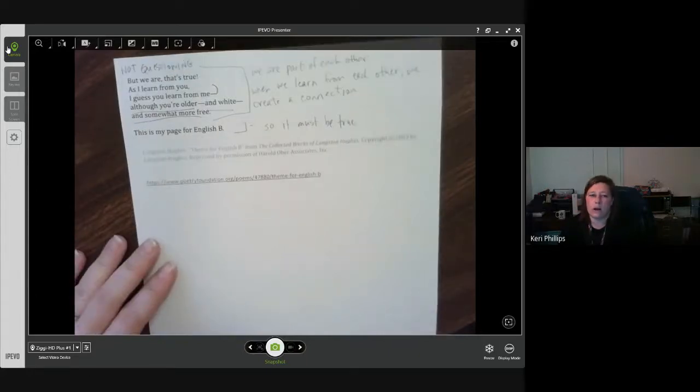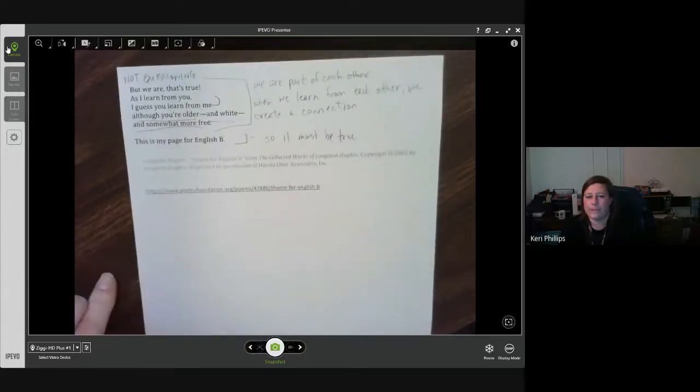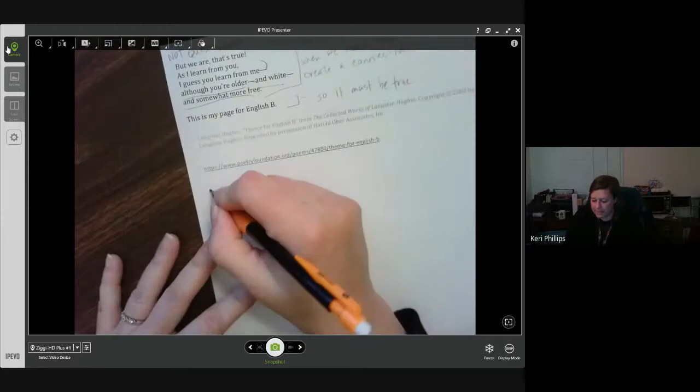But we are. That's true. We are a part of each other. As I learned from you, I guess you learned from me. And he's probably saying guess because he's not that man. Although you're older and white and somewhat more free. This is my page for English B. So I would say there's two main contrasts.